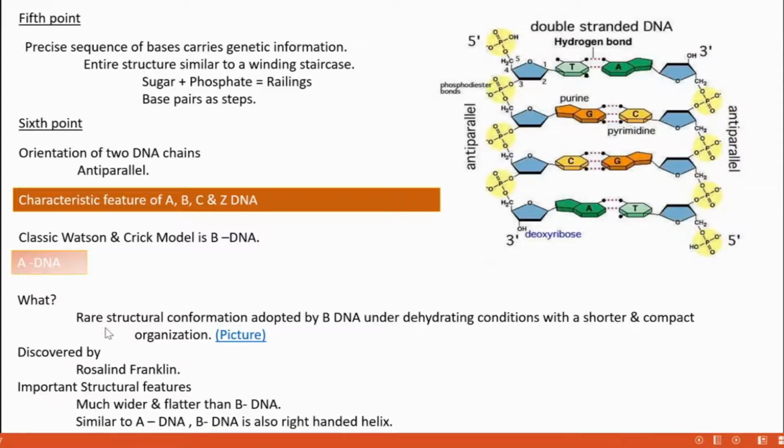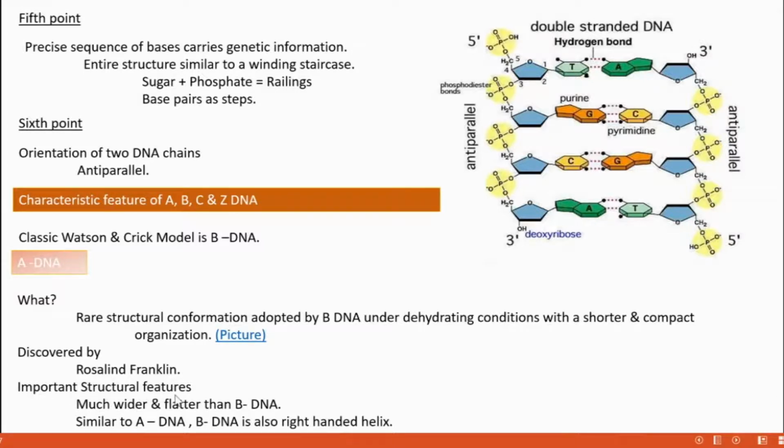It's very rare. Lengthwise and size-wise, it is very short and compact. It's very simple to understand: if we take a B-DNA and compress it from the top, what will happen? Its length will decrease. Understand? The same thing happens in the case of A-DNA. It was discovered by Rosalind Franklin.